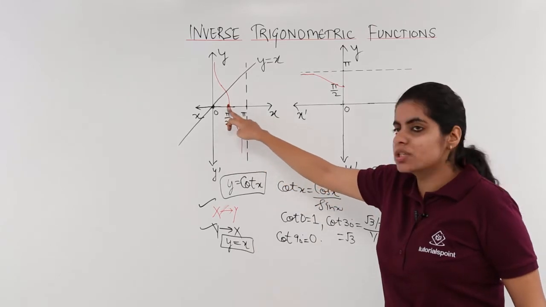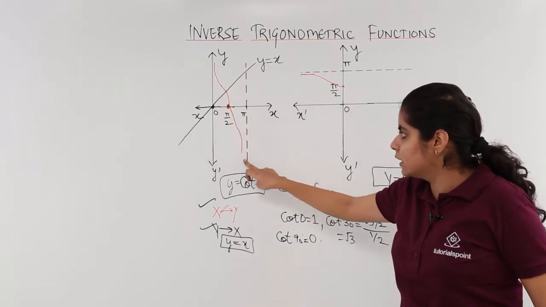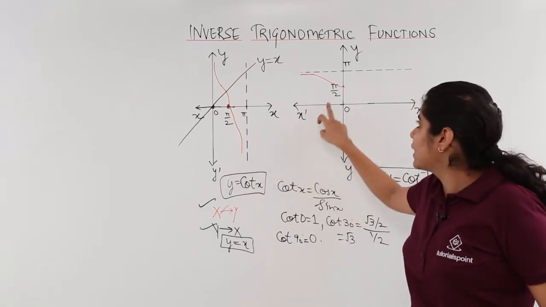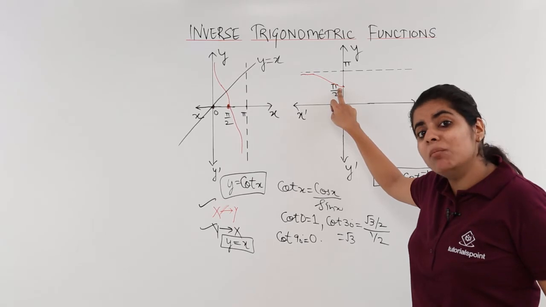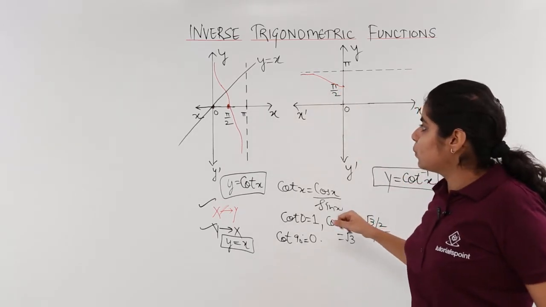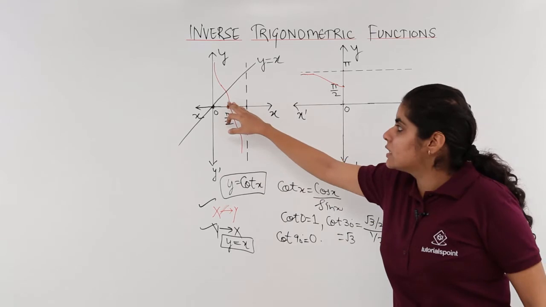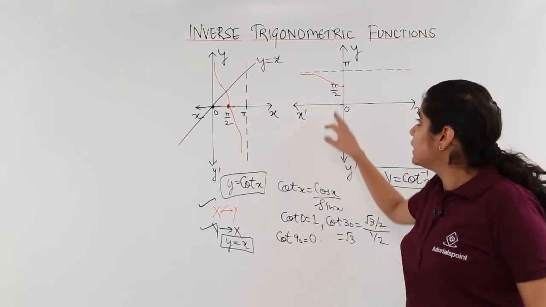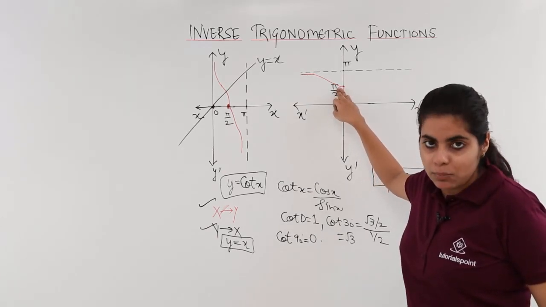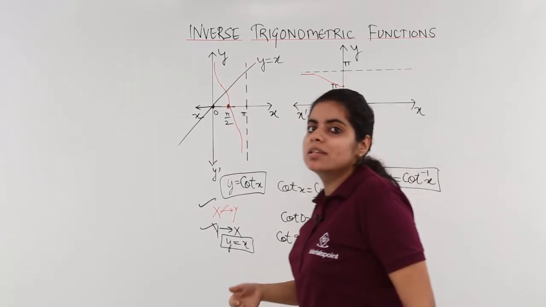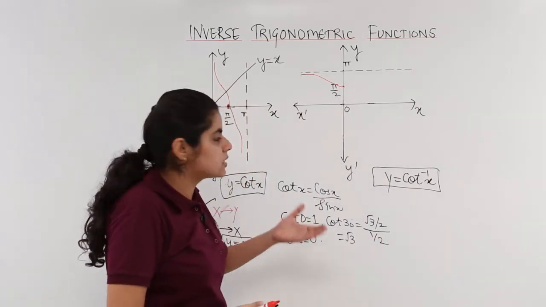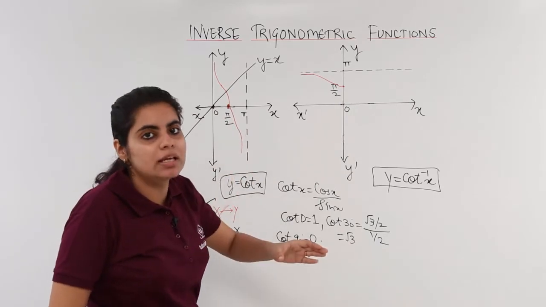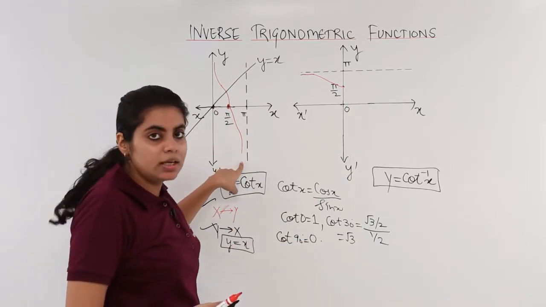Next, it starts from pi by 2 and comes down to the dotted line. Again, it will start from pi by 2 and come towards the axis. It started from the axis and came towards the dotted line. In the inverse, it will start from somewhere at pi by 2 and come towards the axis. So, the mirror image is simply the left and the lower things becoming the right and the upper things. It starts from pi by 2 and comes downwards.